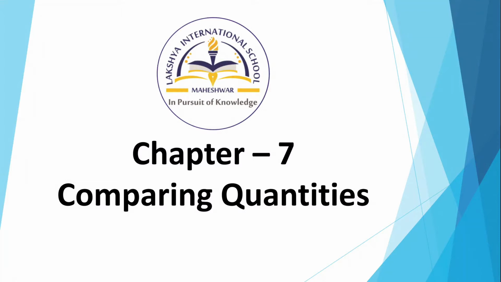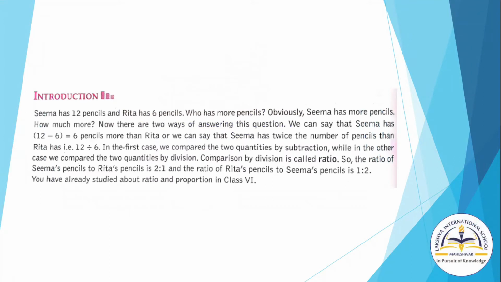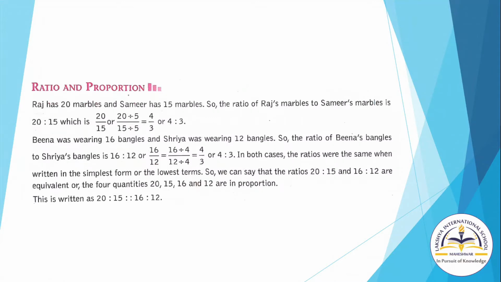Today we are going to start chapter number 7, comparing quantities of class 7th mathematics. Now we will see the introduction part. Here one example is given. Here there will be the comparison by division, which is called ratio. As you already studied ratio and proportion in your previous class, that is class 6th, now we will see about ratio and proportion once again.